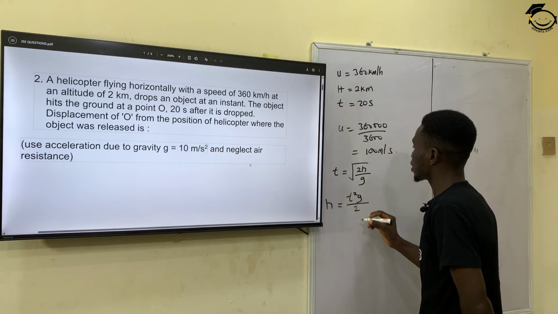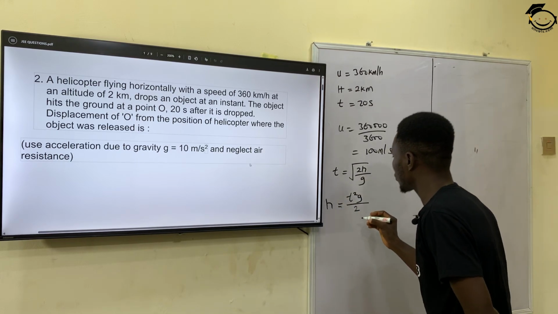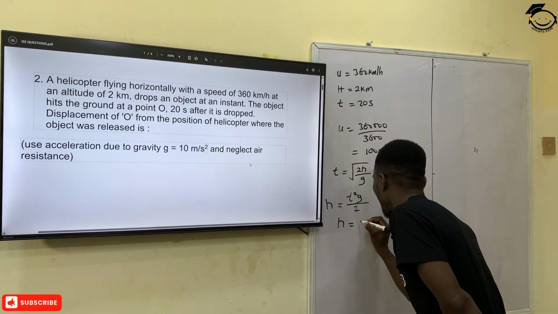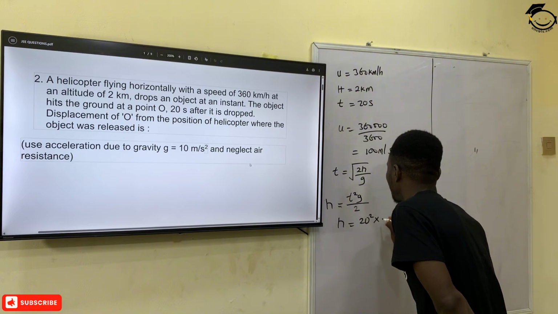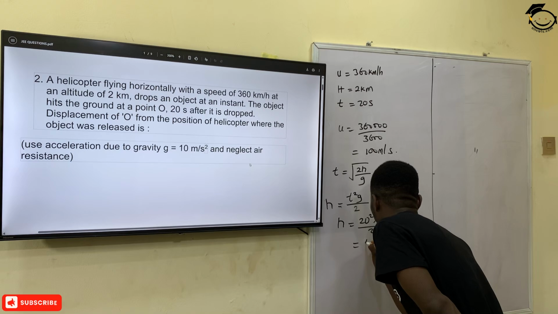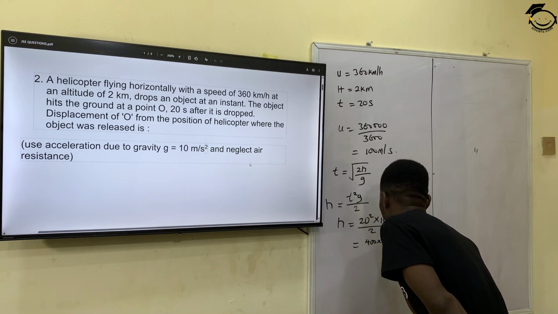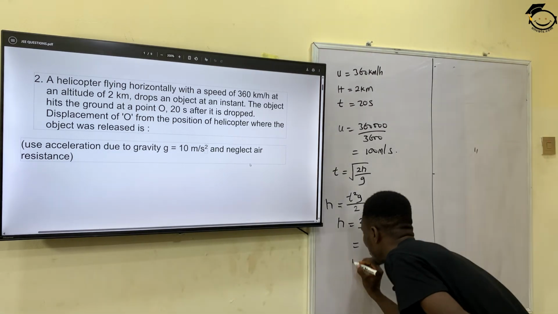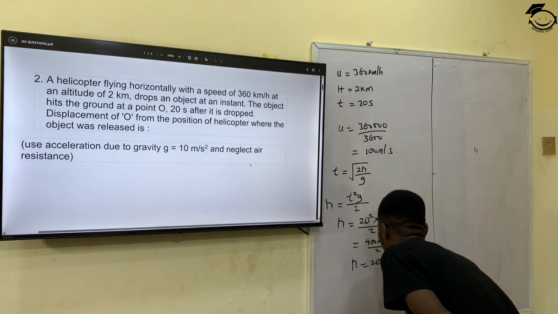So if I know this, all I have to do is substitute my values. My h is going to be, my time in the question is 20, so I have 20 squared times my g, which is 10, divided by 2. That is 400 times 10 divided by 2, and that will give me 2,000. So my h here is 2,000 meters.